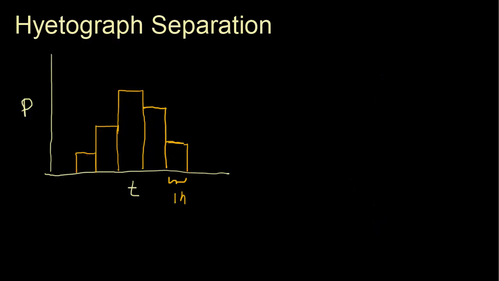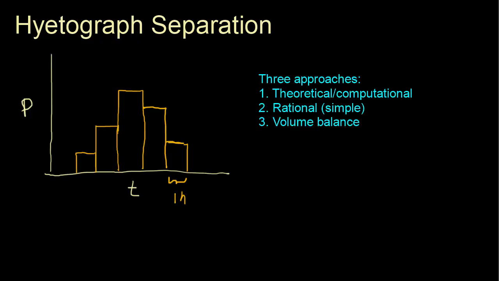Well, how do we actually go about then separating the hyetograph? There are actually three basic approaches that are used. The first approach would be to do this rigorously using computers and theory. We'd have to know the antecedent moisture conditions, we'd have to know the distribution of rainfall over the watershed, and if we knew all that and we really knew the runoff generation processes, we could in theory calculate how much of the runoff will make it into the stream quickly.